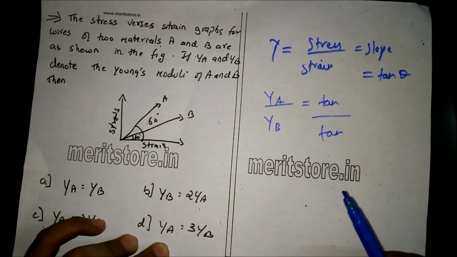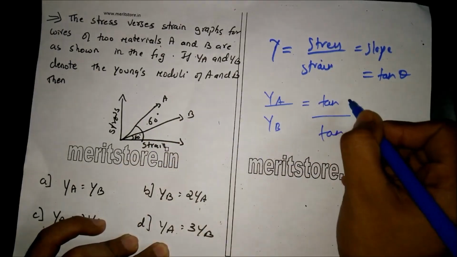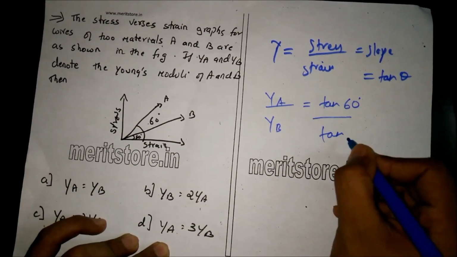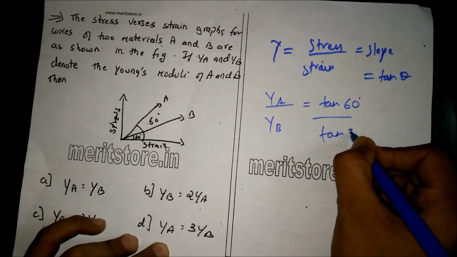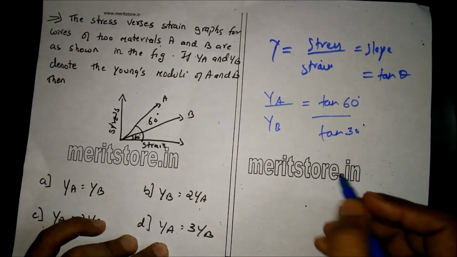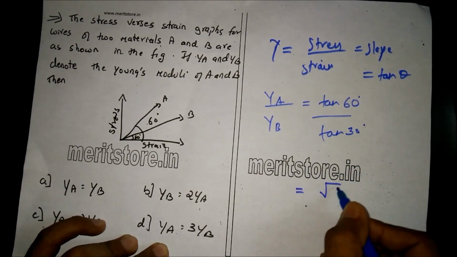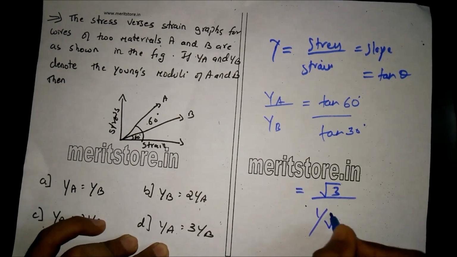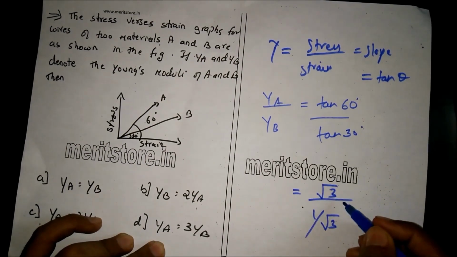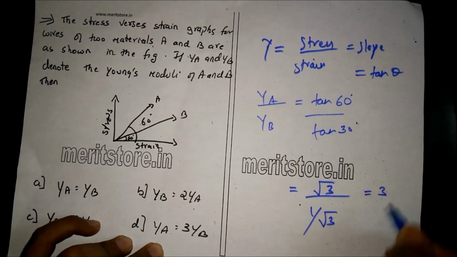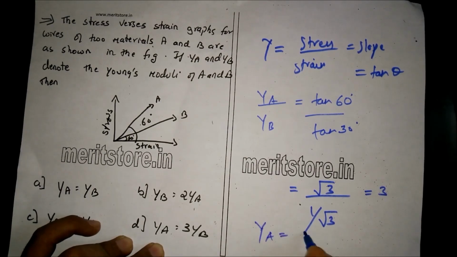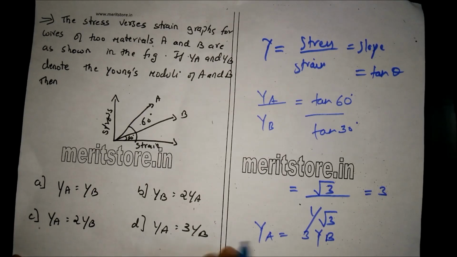Now here A has an angle of 60 degrees, therefore tan 60, and B has an angle of 30 degrees, which is tan 30. Therefore tan 60 is root 3 and tan 30 is 1 by root 3. Therefore root 3 will go up and be multiplied, which will be equal to 3. Therefore YA will be 3 YB. Therefore here the correct answer will be option D.